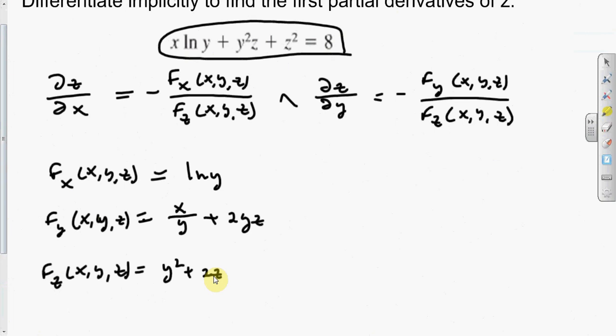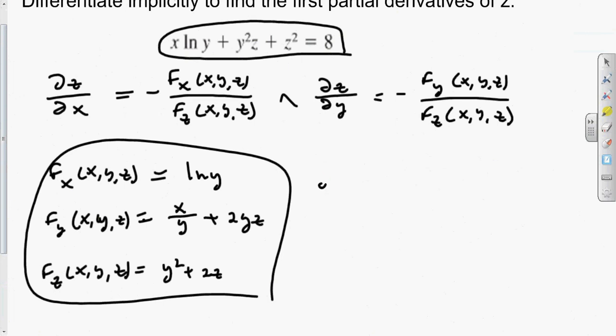And everything else is just as simple. Just plug in this information into the ratios and you get your answer. So the partial of z with respect to x, using this formula right here, is negative f sub x up top. That's the natural log of y over f sub z. And we got there y squared plus 2z. That's it for that one.